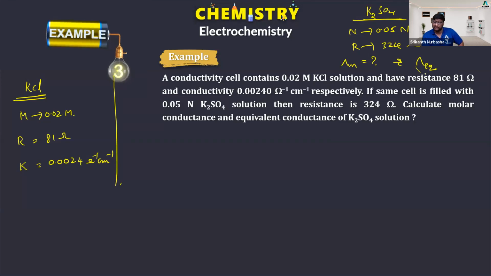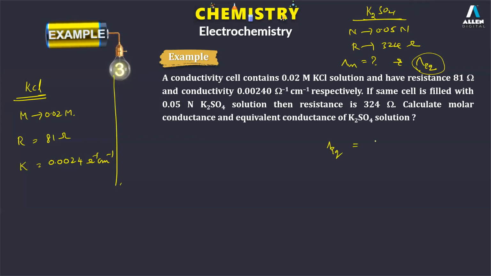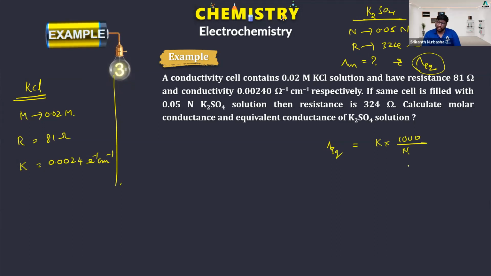First, let us calculate equivalent conductivity because they have directly given normality. Equivalent conductivity is equal to K into 1000 by N, normality. Why am I using this formula? Because they are giving in ohm and centimeter units. So K we have to find out in ohm inverse cm inverse for K2SO4. What is K here? R of K2SO4 is equal to rho of K2SO4, which is different compared to K of KCl, into L by A. So what is K of K2SO4?